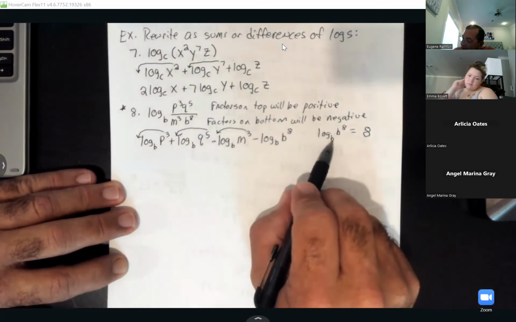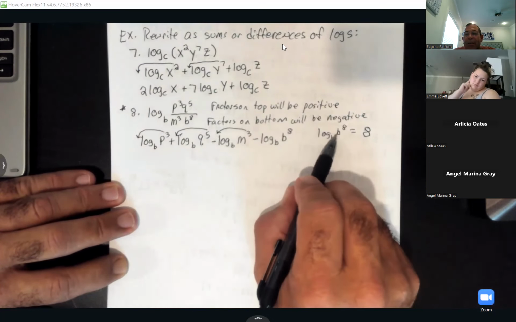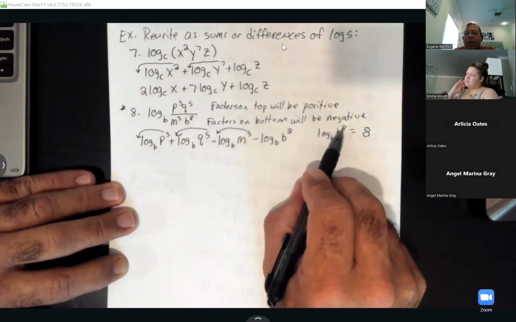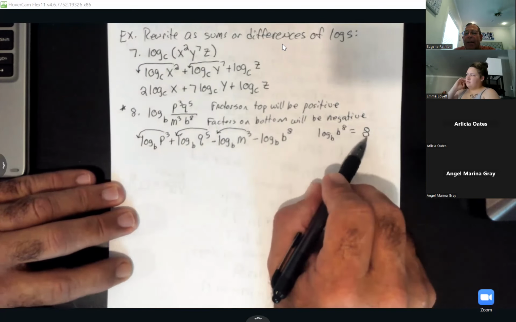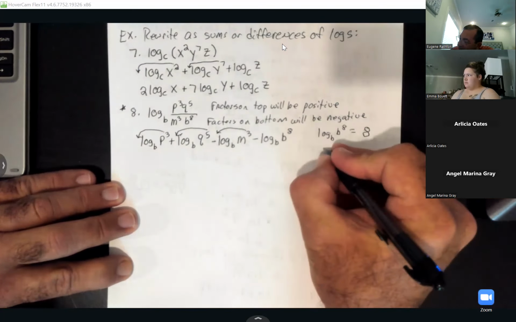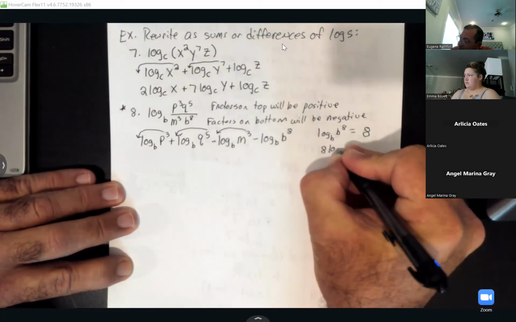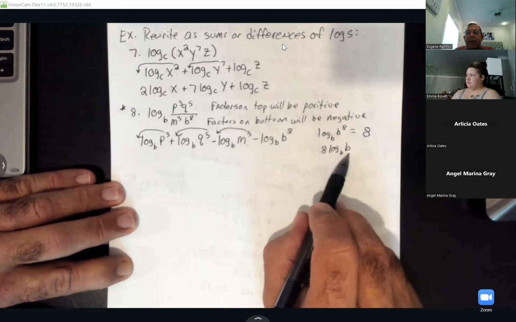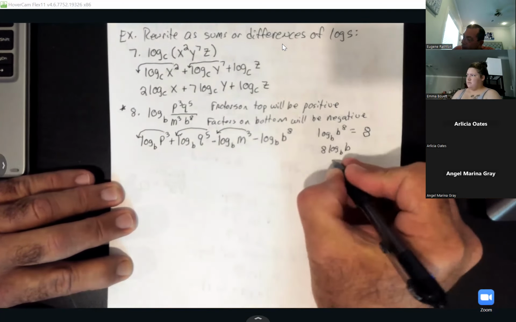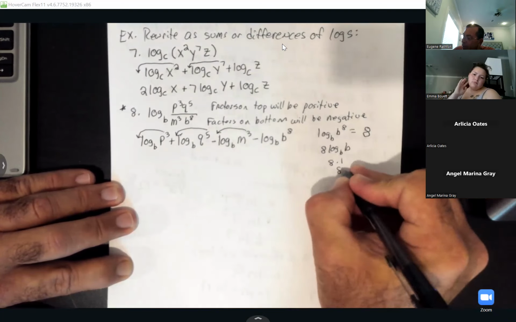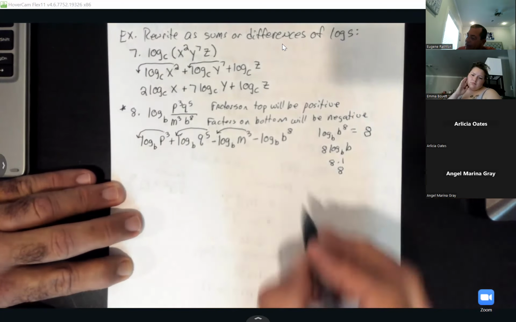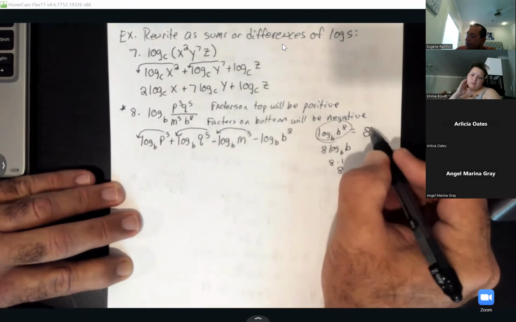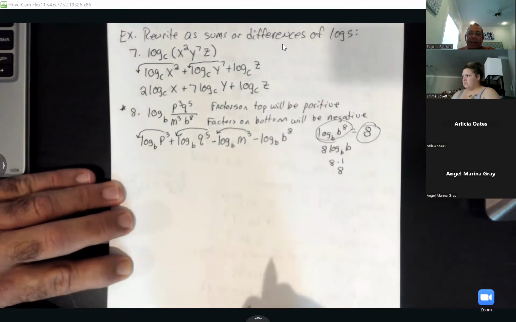Remember, if the base of the log matches the base of a result raised to an exponent, that answer will be the exponent, 8. And it's because of this. If you bring the 8 down, you'll have 8 times log B of B. Well, guess what? Log B of B is 1. So that's 8 times 1, which gives me that 8. So that's why this equals that exponent, and that's it.